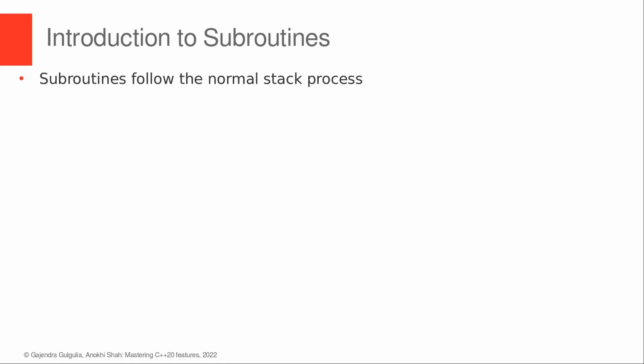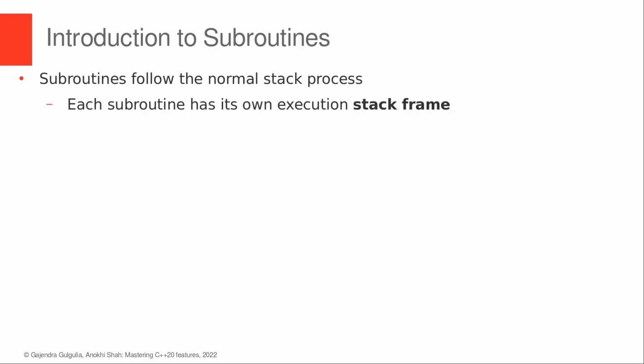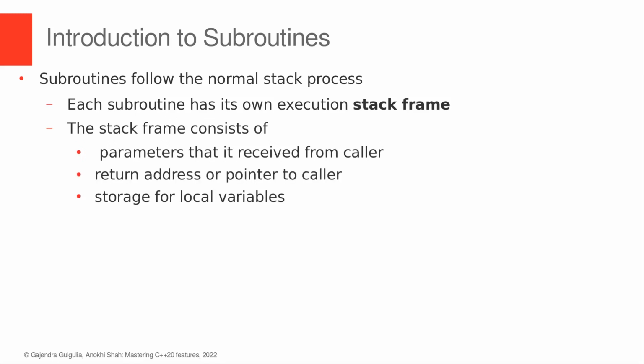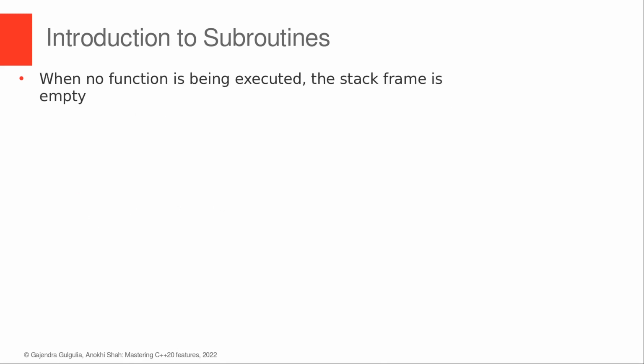Subroutines follow the normal stack process. Each subroutine has its own stack frame. The stack frame consists of parameters that it received from the caller, return address or pointer to the caller, and storage for local variables. Execution state, which is the activation record, we will discuss in the upcoming slides. When no function is being executed, the stack frame is empty. For example, here on the right side, the stack frame is completely empty.